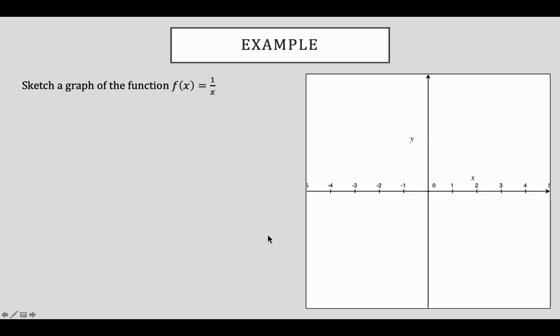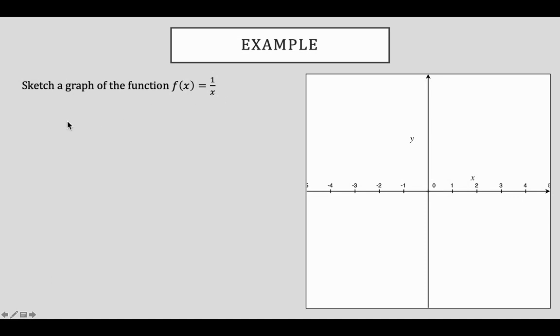Let's start off with a function. We have graph the function f of x is equal to 1 divided by x. And this is an example of a pretty basic rational function. I've got a polynomial in the numerator. Notice it's just a constant function, actually, one term, divided by a polynomial in the denominator. And this is just a basic linear function in the denominator.